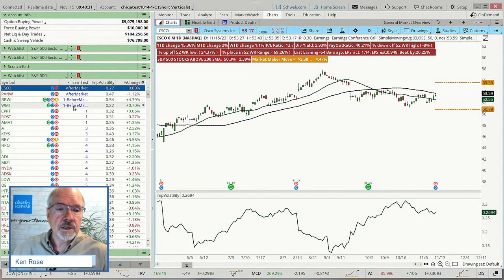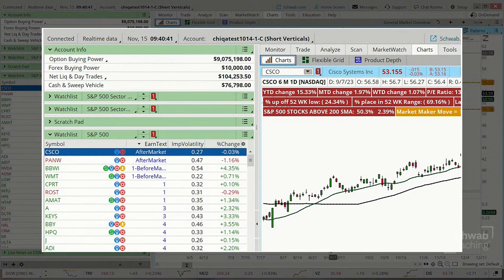This is nice because you can sort through 500 stocks and just bring the four or five up here to the top. They're going to be coming out after the market the next day or so. These labels are beneficial from a fundamental standpoint. This is part of the market maker move.